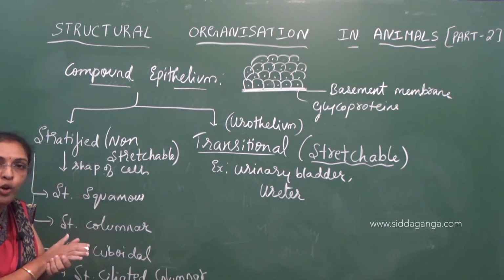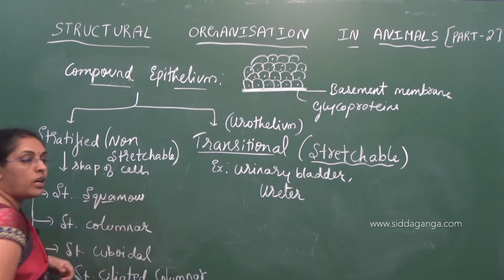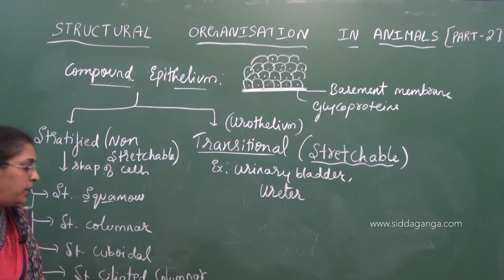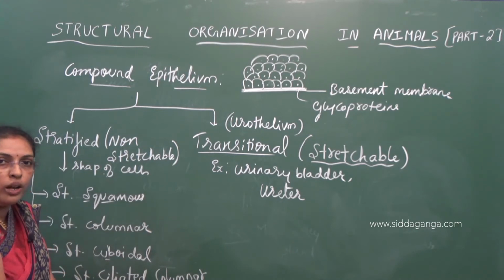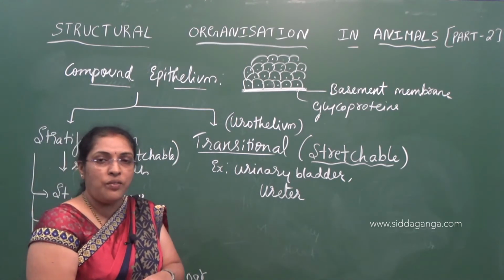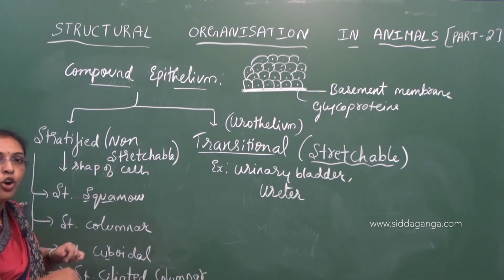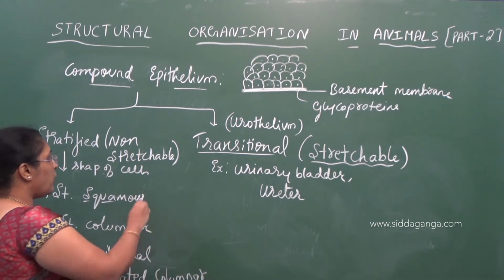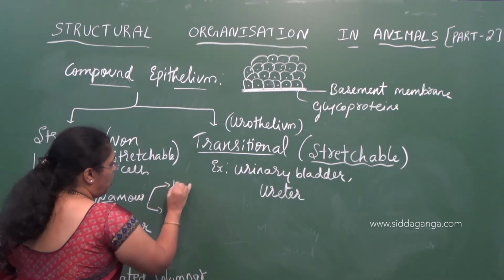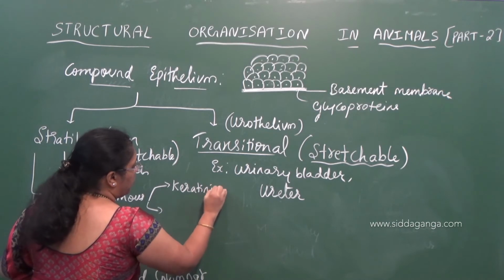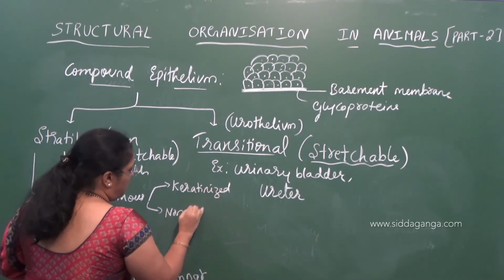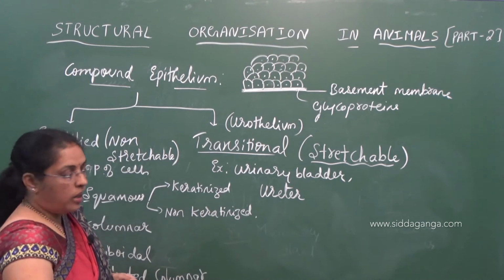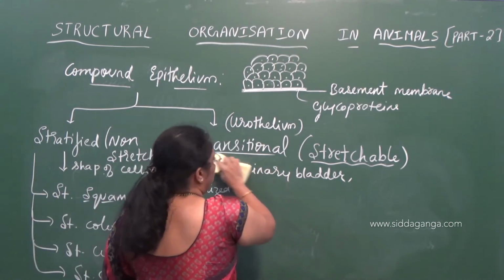If the cells have polygonal shape, that epithelium is stratified squamous epithelium. If they are column-like, then it is columnar epithelium. If the cells are cuboidal, then it is cuboidal epithelium. If the cells have cilia on their surface, then it is stratified ciliated columnar epithelium or stratified ciliated cuboidal epithelium. So again, stratified squamous epithelium is classified into keratinized epithelium and non-keratinized epithelium. Understood?